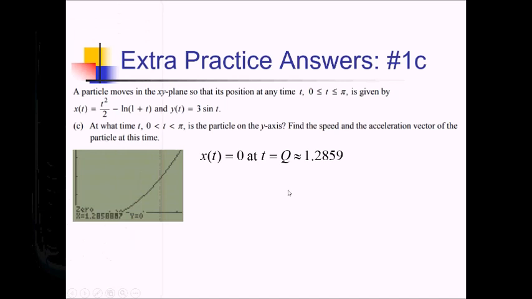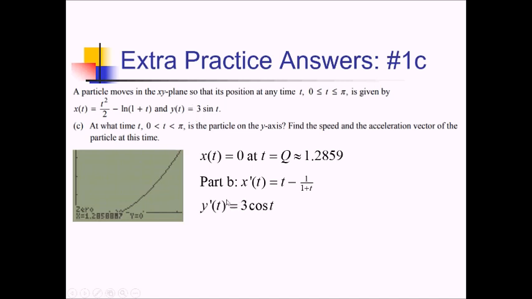Okay. So that's the time that I'm going to be using to find just the speed and the acceleration. Now, in order to get the speed and acceleration, I'm going to need the first derivative of x and y. And I'm going to need the second derivative for acceleration, but let me start with one derivative here. So we already found in part B that x prime was t minus 1 over 1 plus t. We need to find y prime as well, and that's actually not so bad. That's just going to be 3 cosine of t. So that could be worse, but I need to explicitly write out what x prime and y prime are for what I'm about to do next.